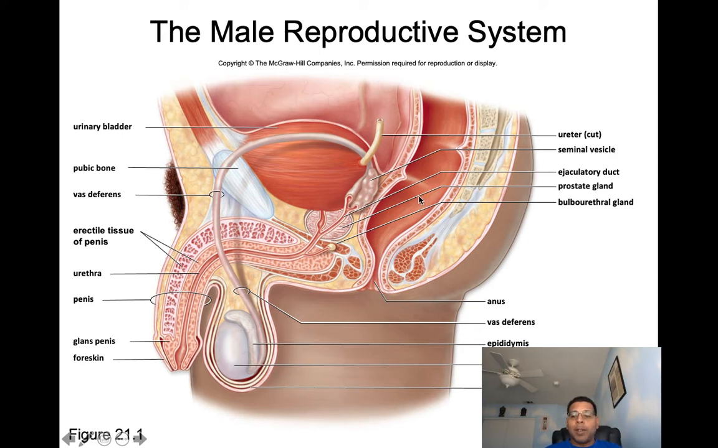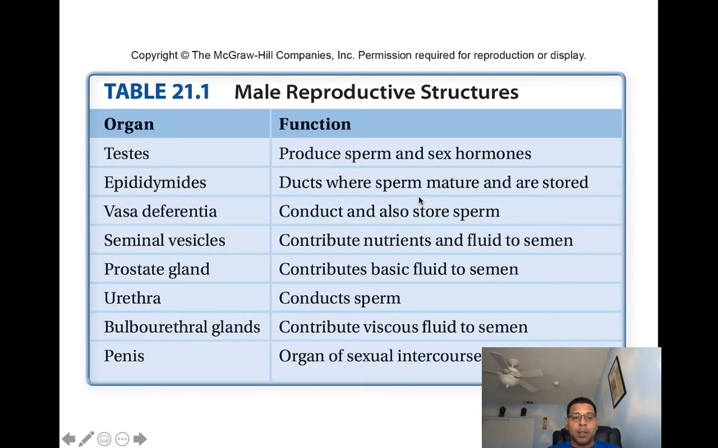So here we've got one table I'd like you to see. This table is going to go through all the different parts that we're going to check out. So we'll look at the penis. The penis is going to be the organ for sexual intercourse. And then here we can appreciate the bulbourethral gland, the prostate gland, and then the seminal vesicles. They're all going to be contributing basically nutrients and fluid to semen.